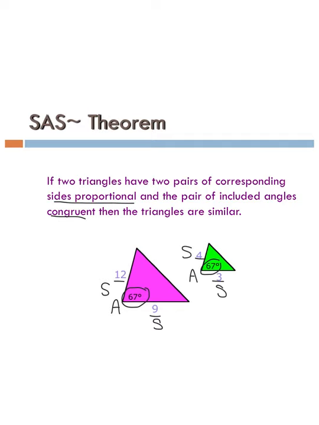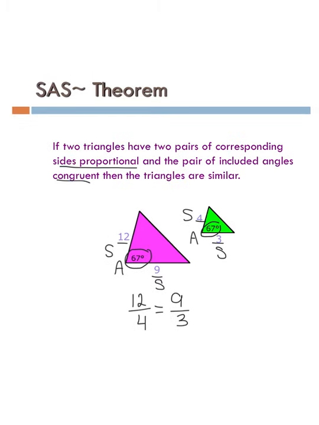Well, 67 is congruent to 67, so now I'm going to check. Is 12, the longer side of the pink triangle, over 4, the longer side of the green triangle, equal to 9, short side to short side? Well, again, we get a 3-to-1. That's not always going to happen. It just happens to be in these two examples. You could have like 7-to-4, 3-to-8, it just depends. It's not always 3-to-1. This is just a coincidence.